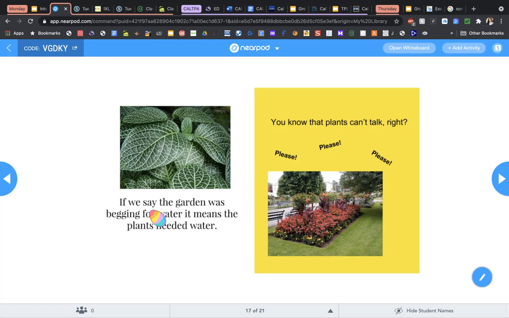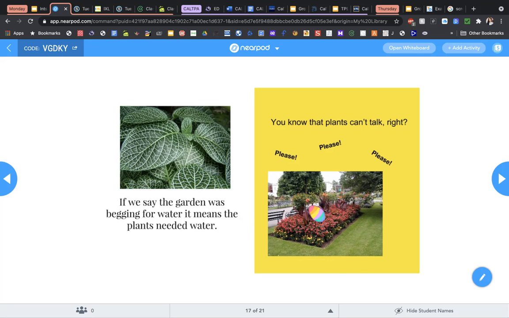Okay, and then this one right here is the last example that we have. If we say the garden was begging for water, it means that the plants needed water. You know that plants can't talk, right? So that would be an example of personification because the garden is the subject and begging is an example of an action verb that a human could do. It's a human characteristic given to an inanimate object.